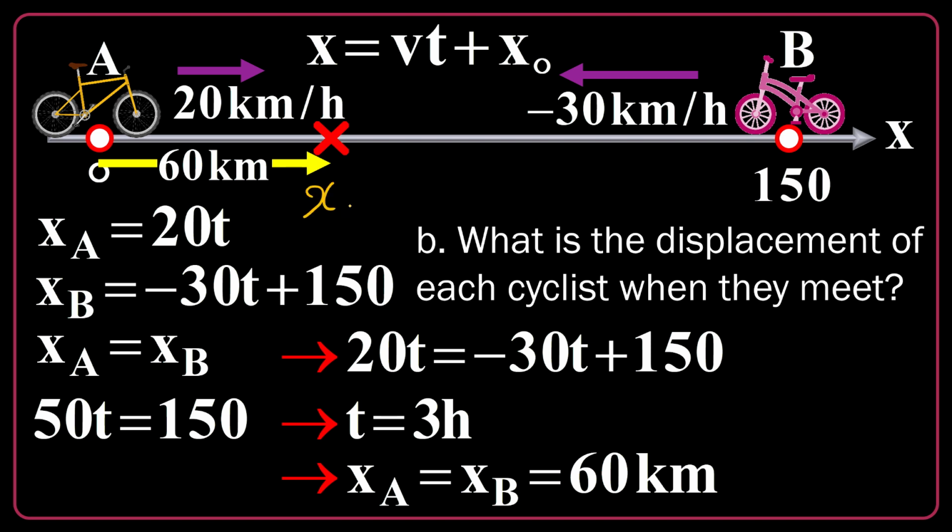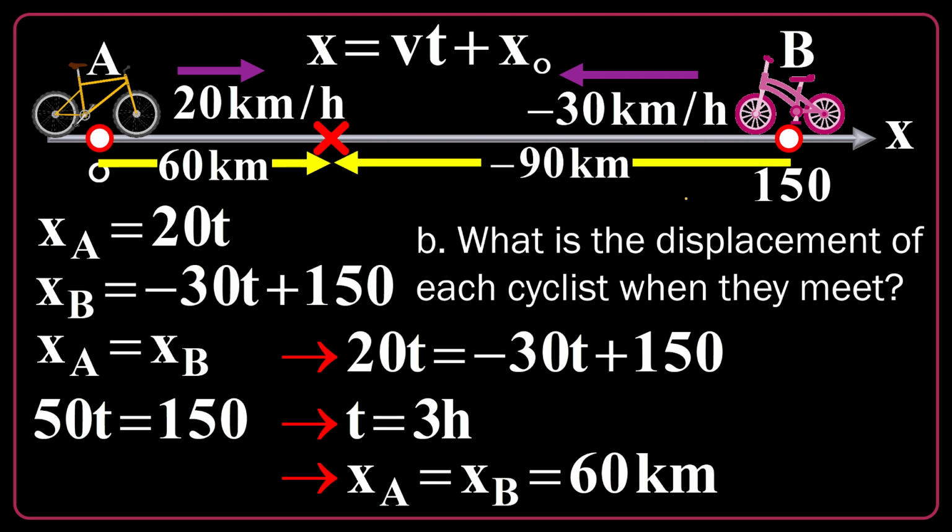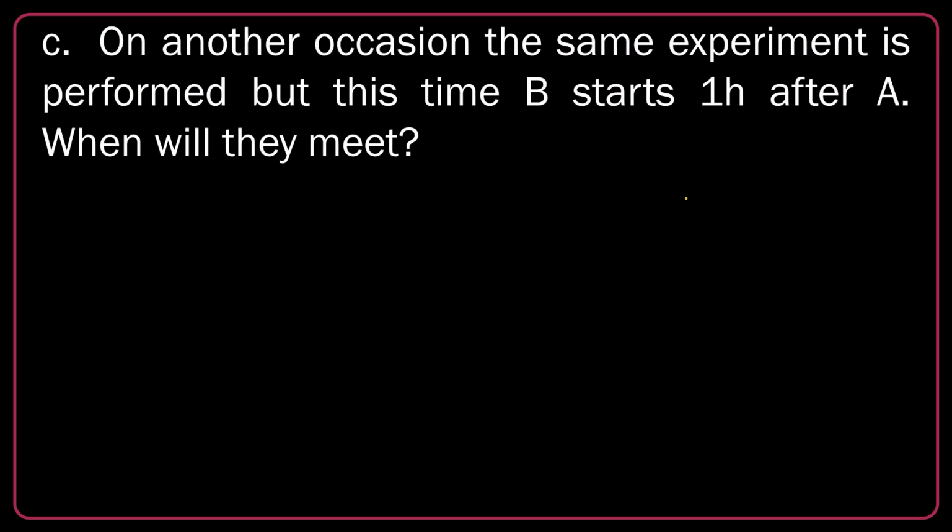The meeting point is at x equals 60, but B starts from 150 and goes to 60. Basically, it's negative, and moreover, it is negative 90 kilometers. It's very important. So pay attention, the displacement of B is different from A. Negative 90 kilometers. Okay, let's continue to the next part.